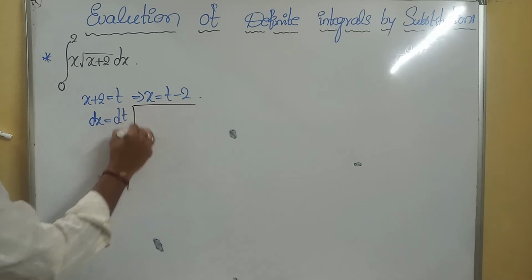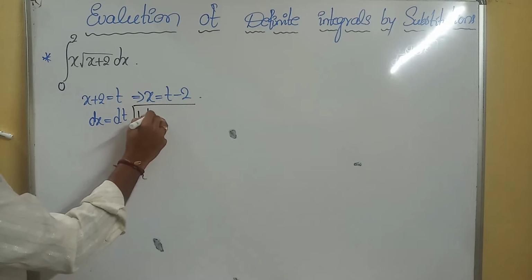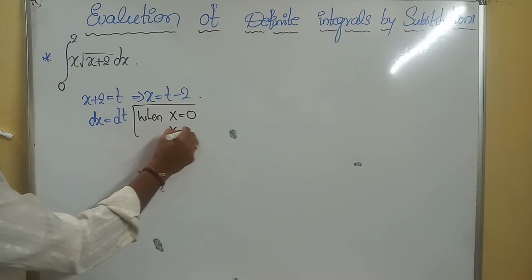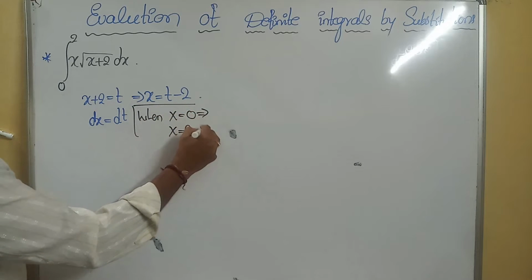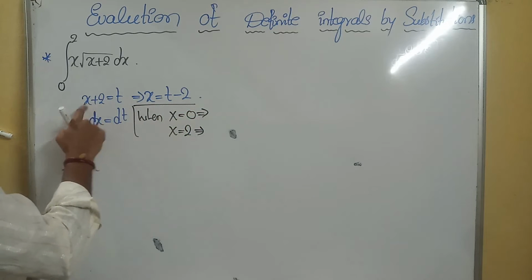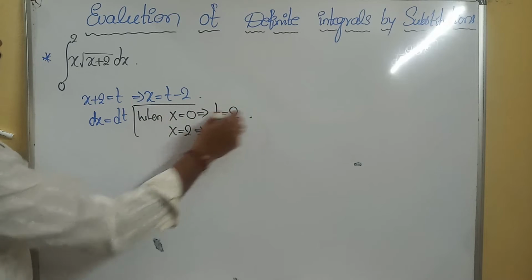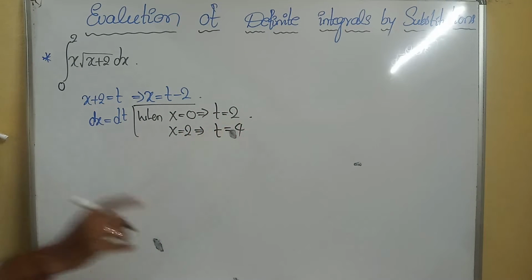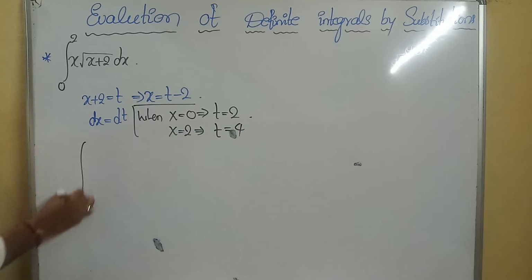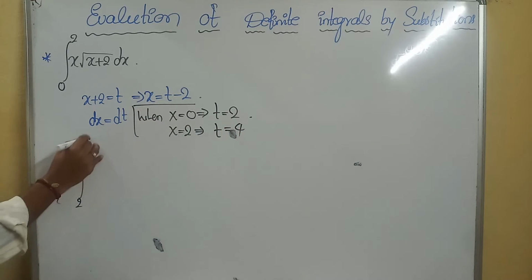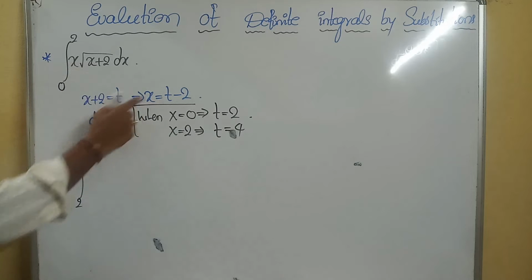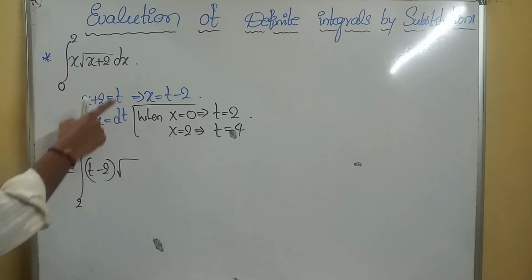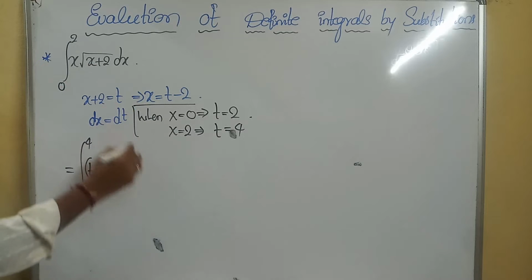What are the limits? Here I'd like to write: when x value is 0, when x value is 2. When x value is 0, 2 plus 0 will be t is equal to 2. When x equals 2, what is 2 plus 2? T value will be 4. Understood clearly? Then 0 to 2 will be changed as 2 to 4. X value will be t minus 2. It is square root of x plus 2 as t, dx as dt.